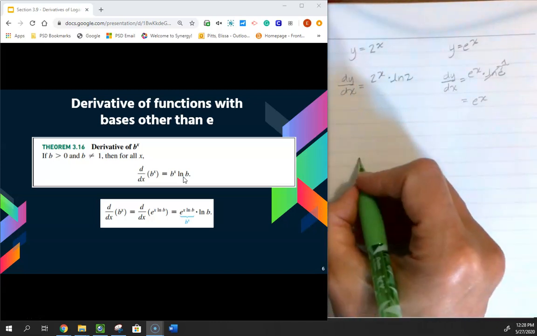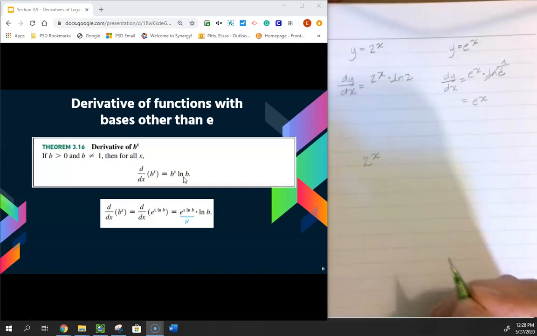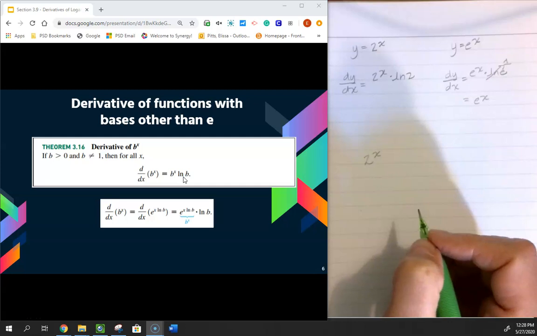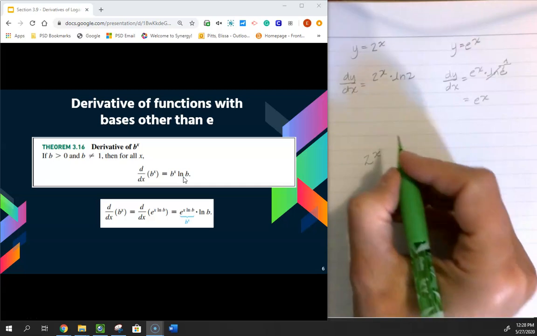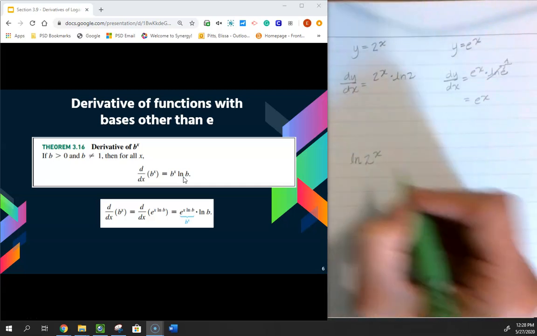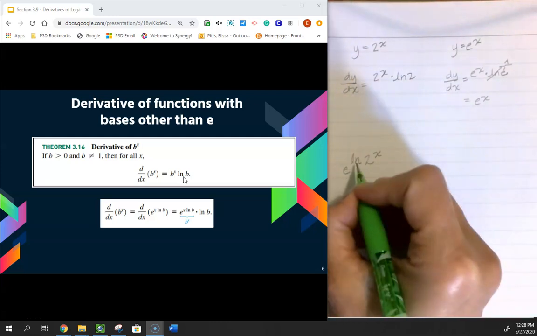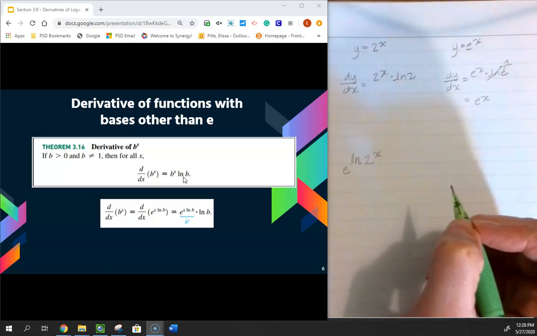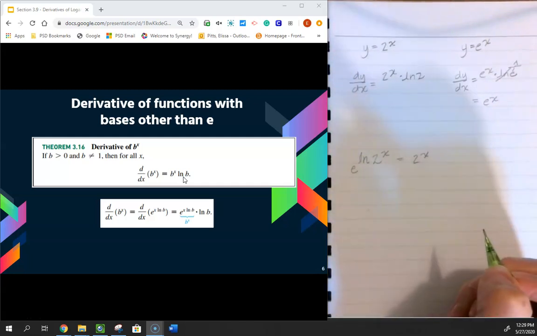So let's use, instead of b to the x, let's use 2 to the x. And if I want to rewrite 2 to the x using e, because I know how to take the derivative of something with e in it, I could say I'm going to take the natural log of 2 to the x, but I'm also going to apply e to that, so I get e to the natural log of 2 to the x. e and natural log are inverse functions, so this is still equal to 2 to the x.